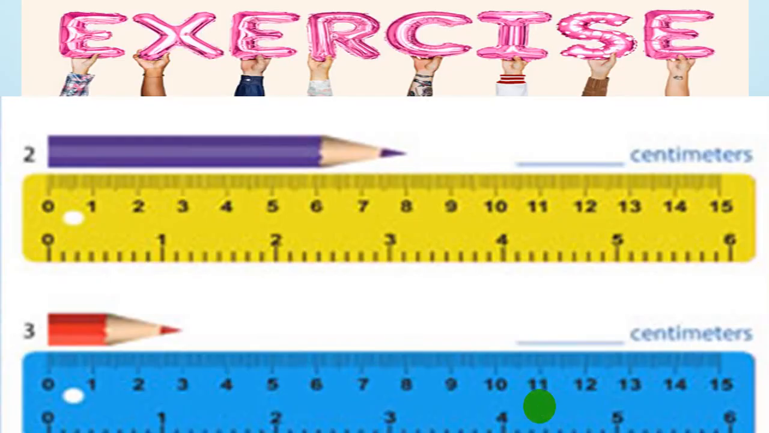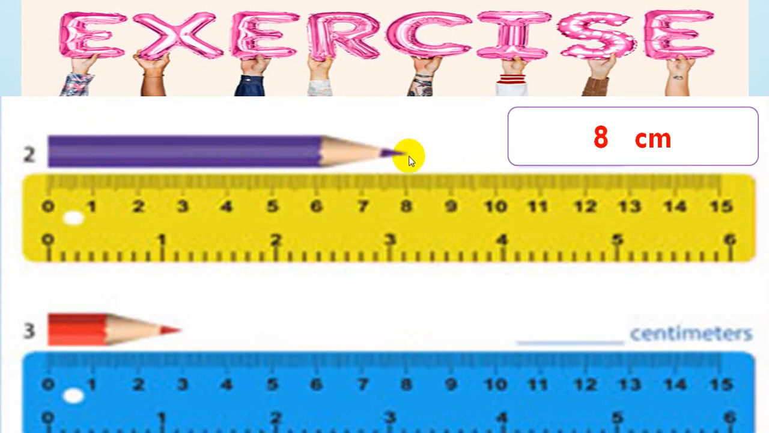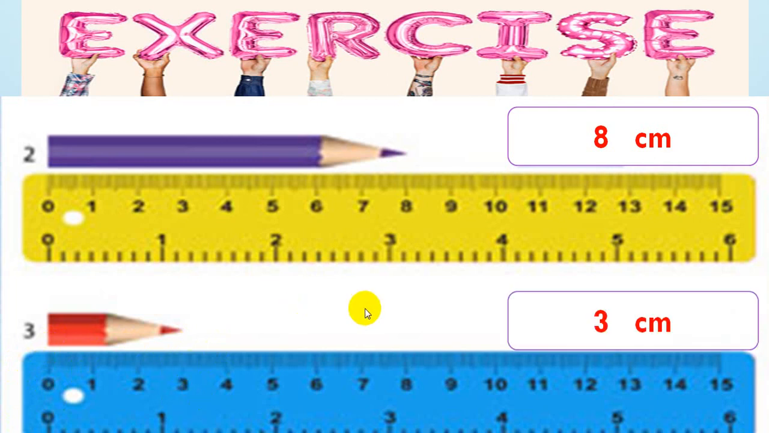Moving to our exercise, let's start to see. Here, this pencil starts on 0 and ends on number 8. Super! So it will be 8 centimeters. Here, as you can see, it starts on 0, ends on 3. Super! So 3 centimeters.